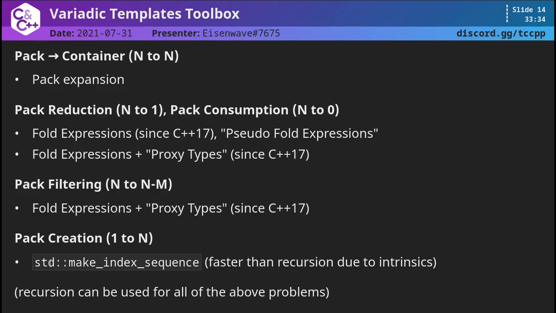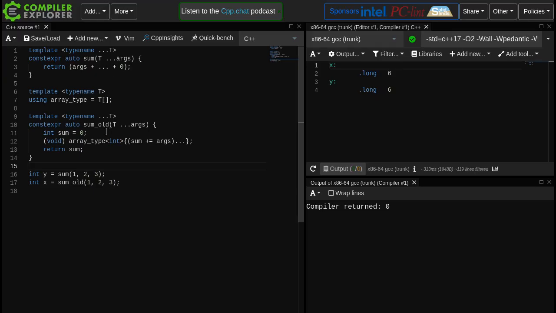This is happening using the standard make index sequence type from the standard library. Or actually, it's a function. So there's a question in chat. Does the expansion work everywhere or just in initializers? No, the expansion has to happen inside of a function call, or inside of the initializer list of something, right? So we're kind of limited. We can't just do it anywhere. That's kind of unfortunate.